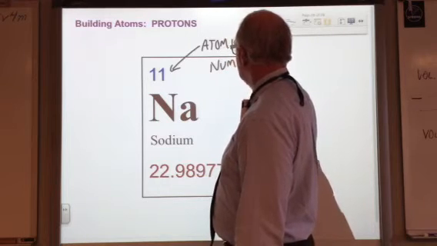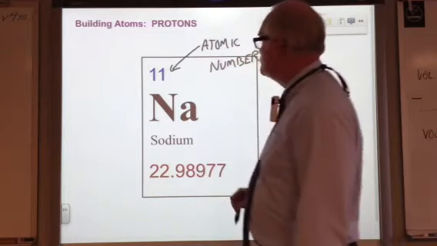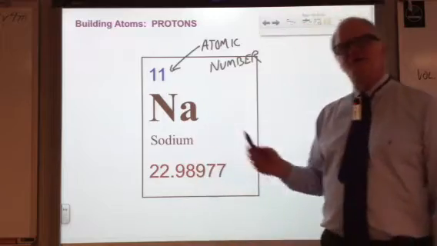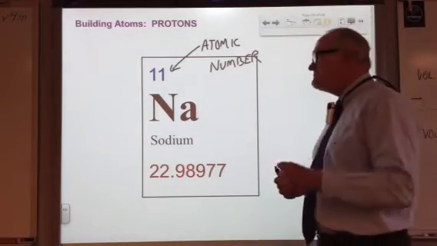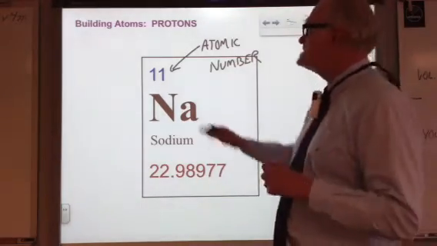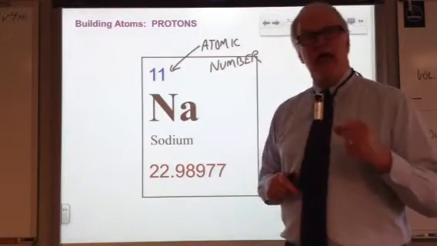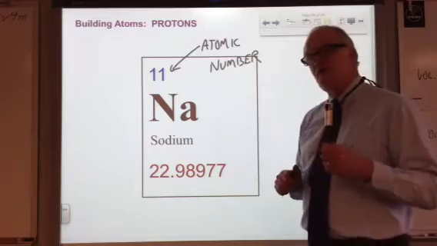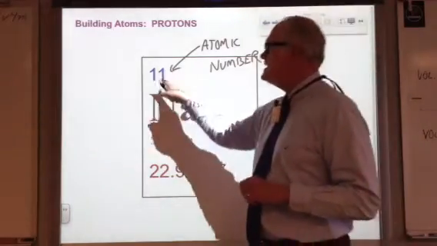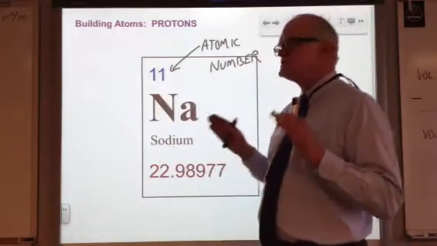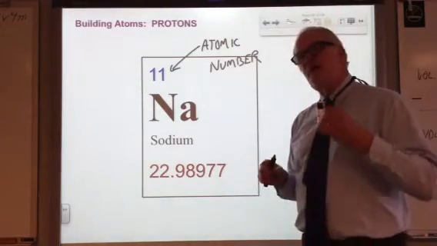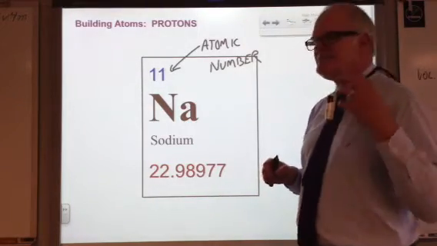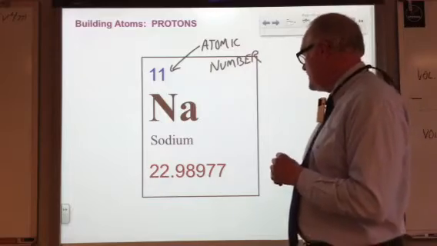And the atomic number is the number of protons in an atom of this element. So every sodium atom has 11 protons. And every atom that has 11 protons is a sodium atom. This is a unique number of protons for a sodium atom. So it's really the number of protons that defines what kind of an atom we have.